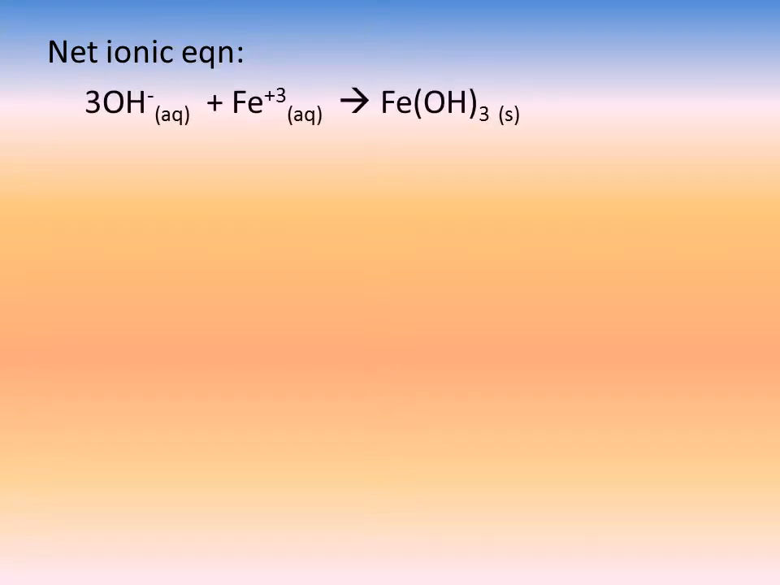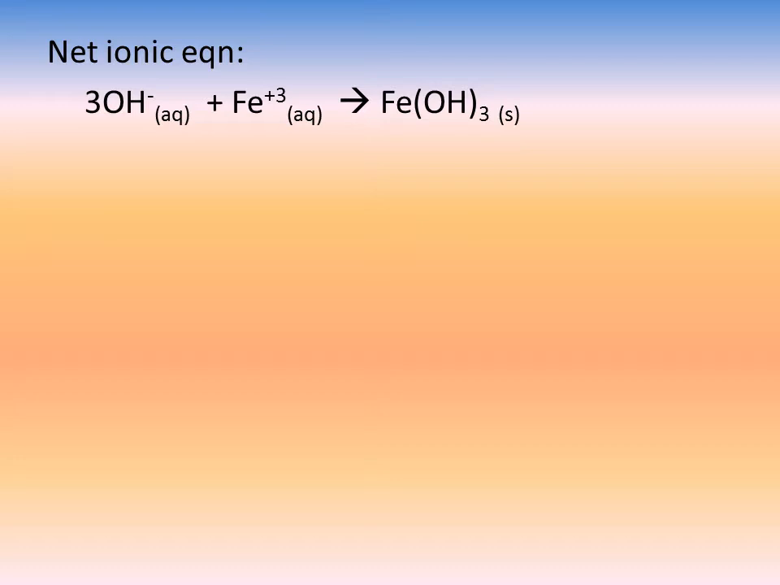So the net ionic equation is whatever is left after you cancel the spectators, whatever makes the precipitate. In this case, it was 3OH⁻ (aq) plus Fe³⁺ (aq) yields Fe(OH)3. So it's kind of simple, I think, in my eyes, but I'm the teacher.